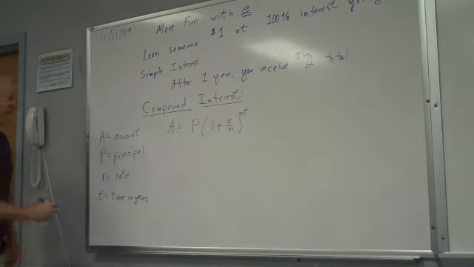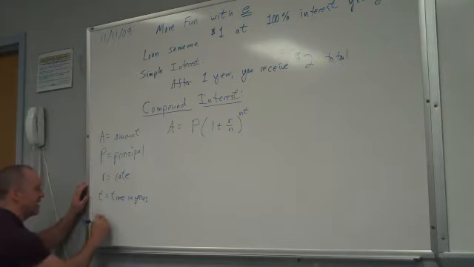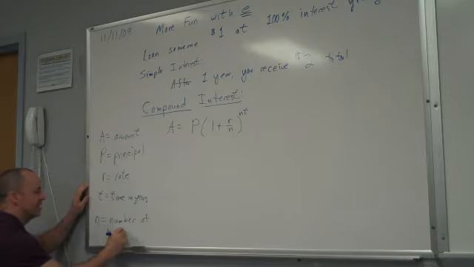Okay, now, here's what an N is if we're doing compound. N is the number of times a year the interest is compounded.